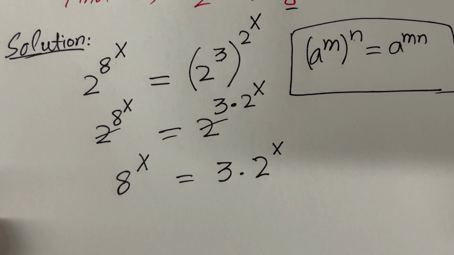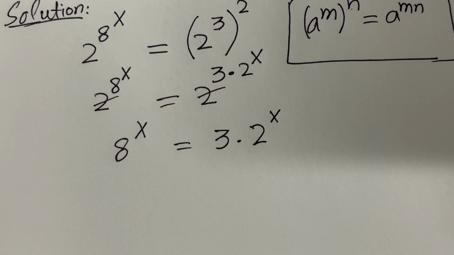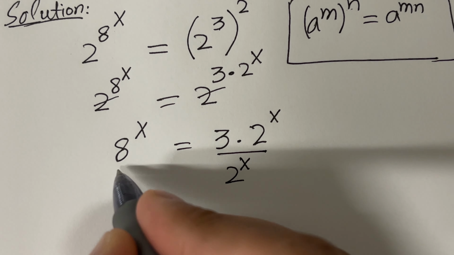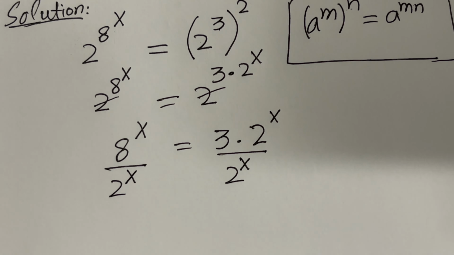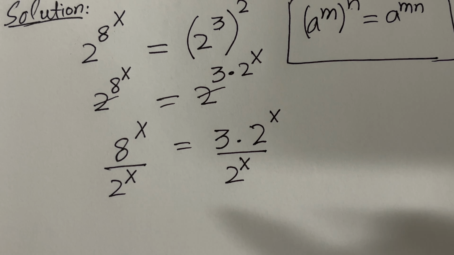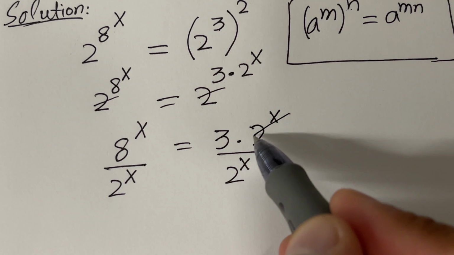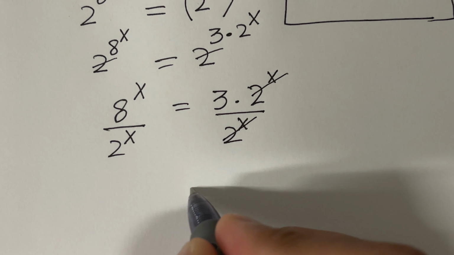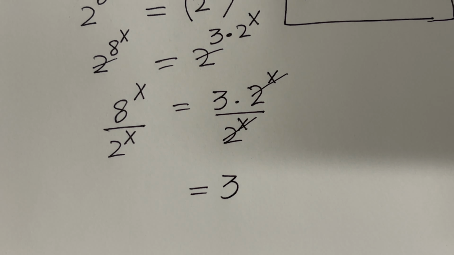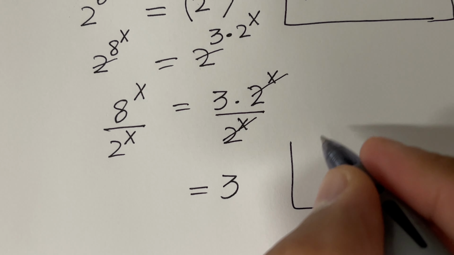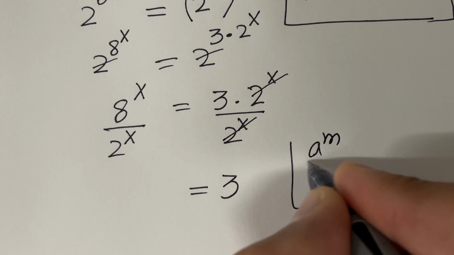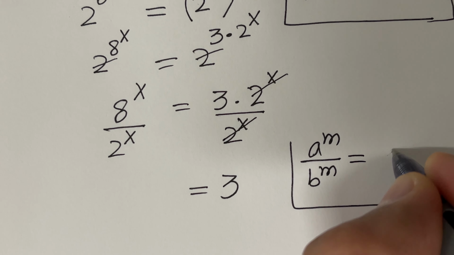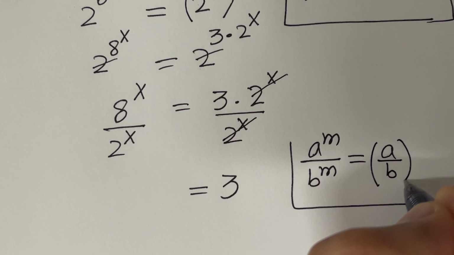Now I want to find the value of x, so I will move the x terms to one side and the remaining terms to the other side. In order to bring this to the other side, we have to divide both sides by 2 raised to the power x. Therefore the right hand side will be 3, and on the left hand side let's use this property that says a raised to the power m divided by b raised to the power m is equal to a divided by b, raised to the power m.